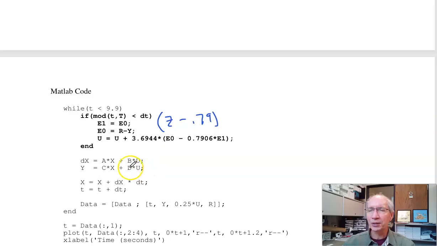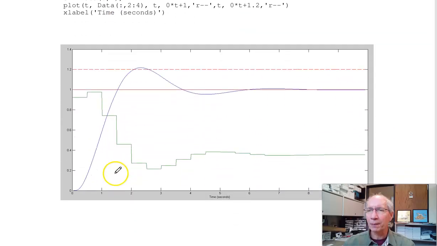Here's the analog system, updated every 10 milliseconds. Run it for 9.9 seconds, and here's what I get. So here's the input U. You can see the 0.5 second sampling rate. Here's the output Y. There's my 20% overshoot, about. So a little bit off.